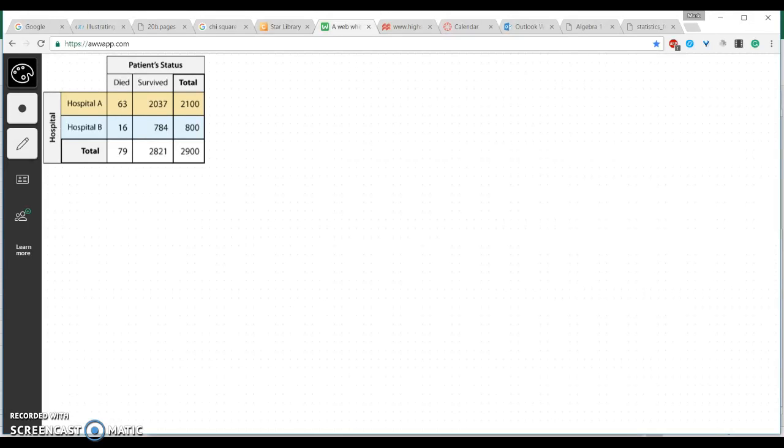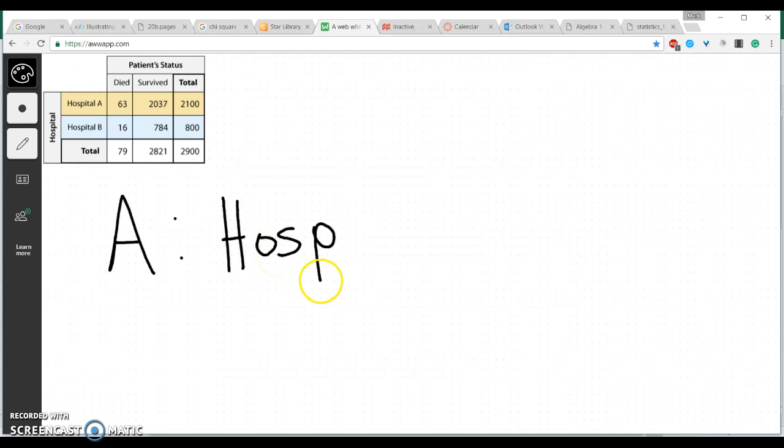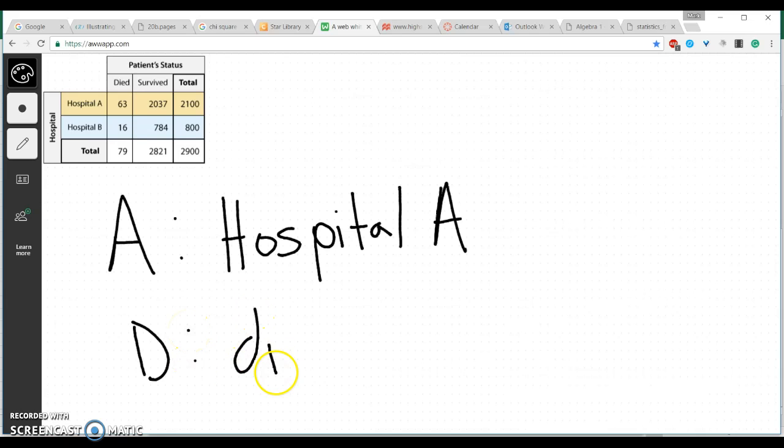Okay, so today we're going to talk about independence. And the nice part about independence and conditional statements is we're pretty used to this. It's just learning the notation. So, again, let's say event A is that we get somebody who went to hospital A. And let's say event D is that they died. And let's say that we would like to know if these two events are independent.